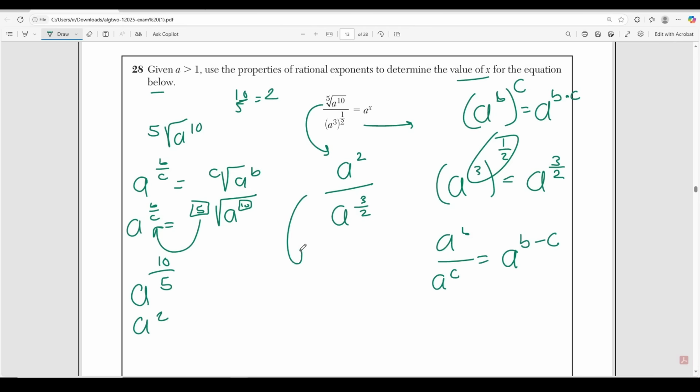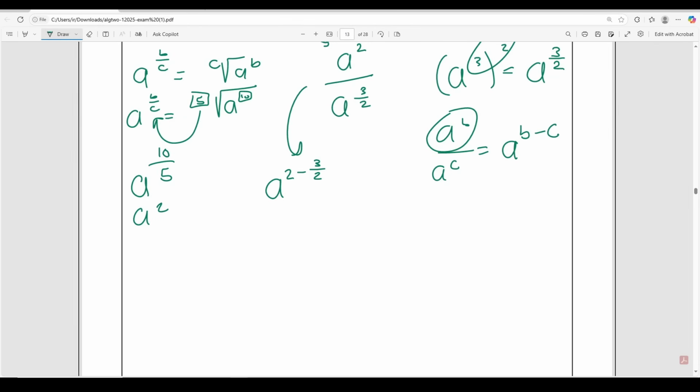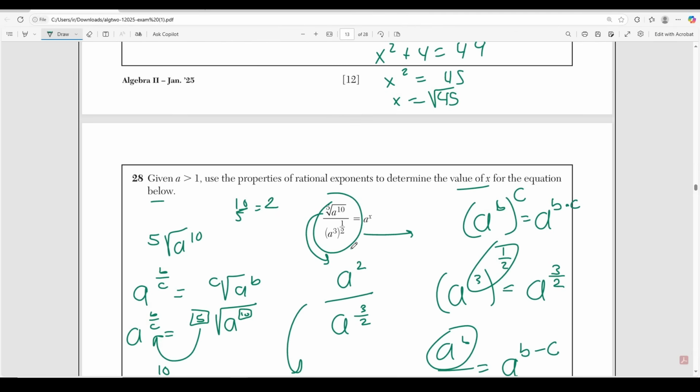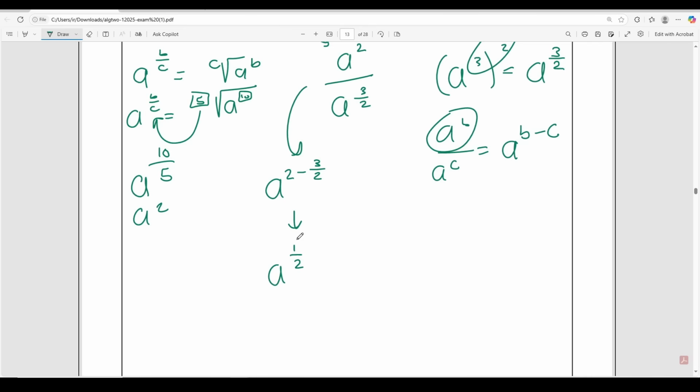Okay? So what I can do here is I can just say that this is equal to a squared, because the top number goes first, raised to the power of 2, because remember, write down the first exponent first, minus, because you're subtracting when you divide, minus 3 over 2, because the second exponent goes second. B goes first, C goes second. And now this is equal to a to the power of 2 minus 3 over 2. So 2 minus 3 over 2 is equal to 1/2. So we can say that a to the power of 1/2 is equivalent to this stack right here. And remember, it said that this is equal to a to the power of x. We just found it to be equal to a to the power of 1/2. So x has to equal 1/2.